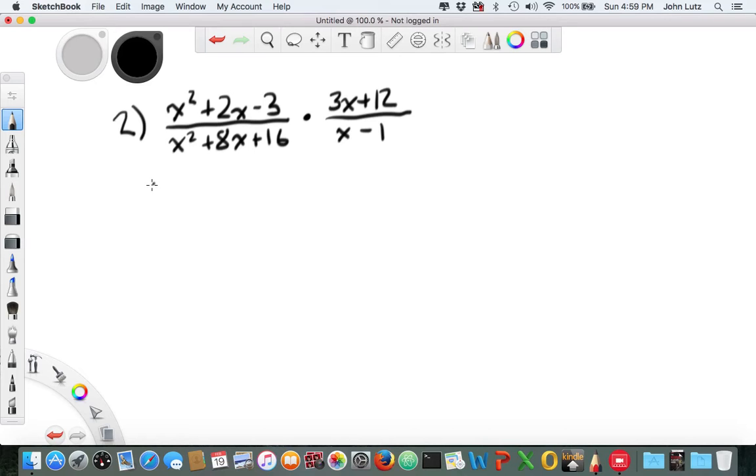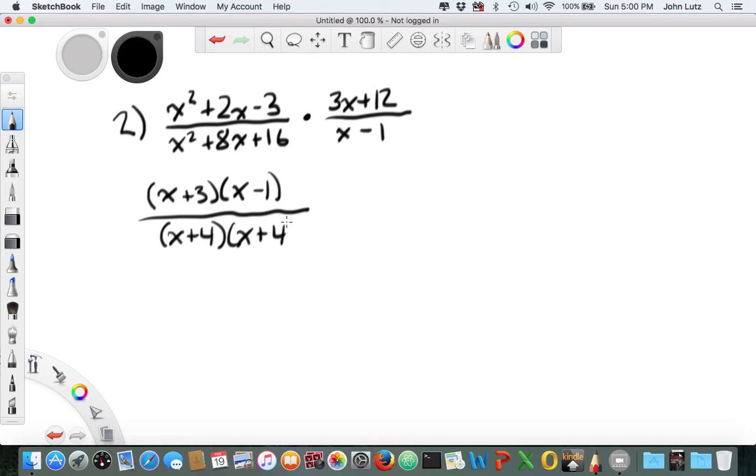x squared plus 2x minus 3 becomes x plus 3 times x minus 1. x squared plus 8x plus 16 is actually x plus 4 squared, so it's x plus 4 times x plus 4. 3x plus 12 is going to be 3 times x plus 4. And x minus 1 just stays x minus 1, right? Now, why do we do this? Because now I'm not going to even multiply everything out and do this and do that.